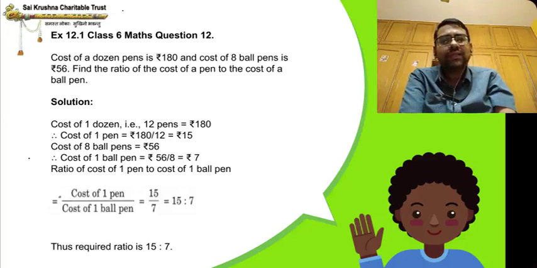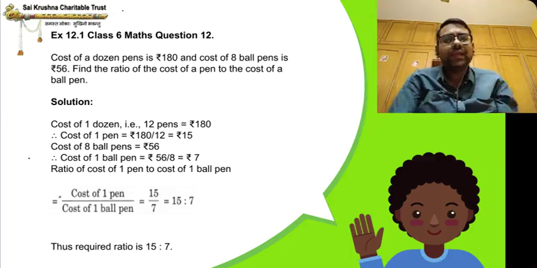Cost of 1 dozen pens, or 12 pens, is 180. Cost of 1 pen is 180 by 12, which is rupees 15. Cost of 8 ball pens is rupees 56, so the cost of 1 ball pen is 56 by 8, which is 7 rupees. Ratio of cost of 1 pen to cost of 1 ball pen is 15 by 7, the fractional form. Expressed as a ratio, it is 15:7. The required ratio is 15:7. Okay, children, we'll continue the next part in the next session.